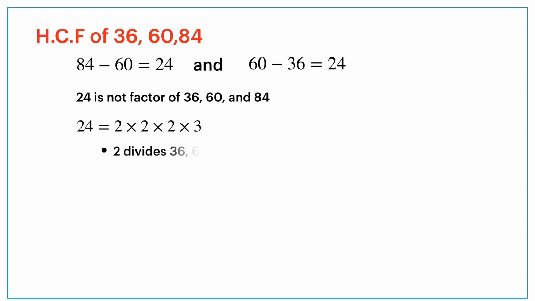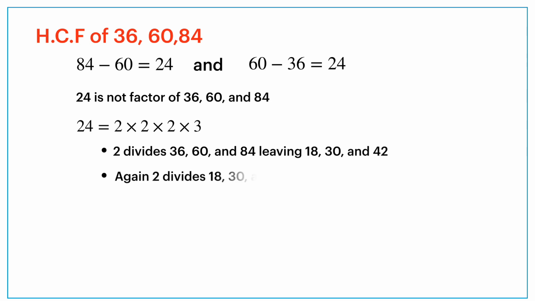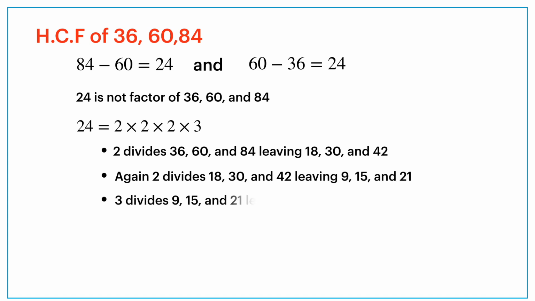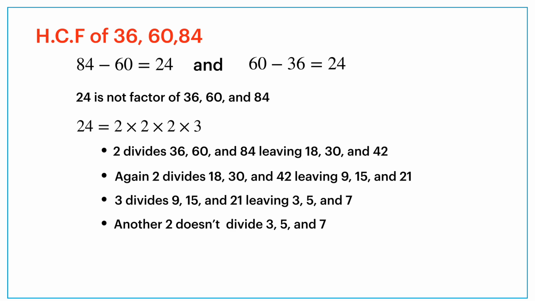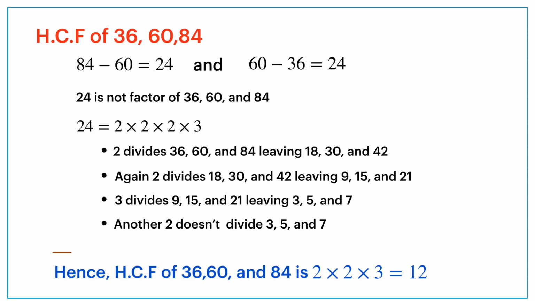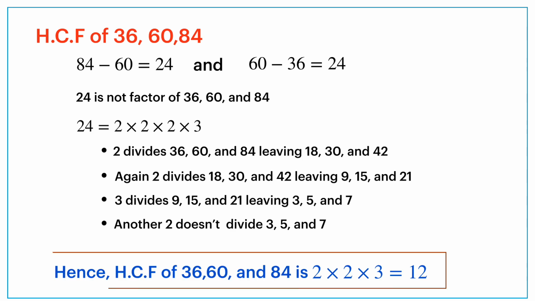The number 2 divides 36, 60 and 84, resulting in 18, 30 and 42. Then 2 divides 18, 30 and 42, resulting in 9, 15 and 21. Then 3 divides 9, 15 and 21, resulting in 3, 5 and 7. Another 2 does not divide 3, 5 and 7. Therefore, the HCF of 36, 60 and 84 is 2 times 2 times 3, that is 12.